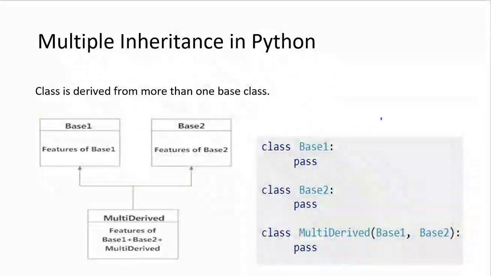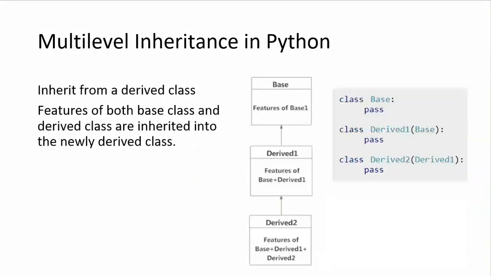Unlike Java, Python supports multiple inheritance, where a class derives from more than one base class. The syntax for deriving multiple inheritance is given in the block on the slide. Python supports multi-level inheritance as well. That is, a class derives from a derived class itself. Features of both the base class and the derived class are inherited into the newly derived class. The syntax is given on the right side block.